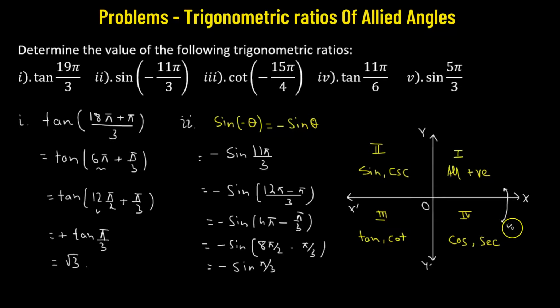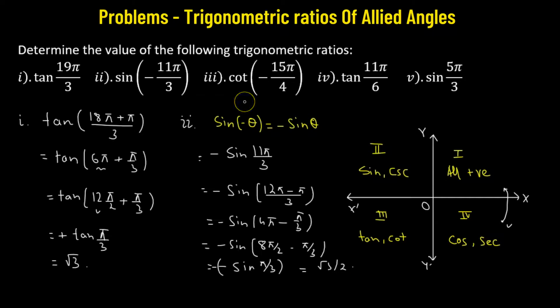Now in the fourth quadrant, only cosine and secant are positive. Everything else is negative. We started out with a sine function, so that means our final result should be negative. So we have negative of negative sine pi over 3, which is simply positive sine pi over 3. And sine of pi over 3 is square root of 3 over 2.